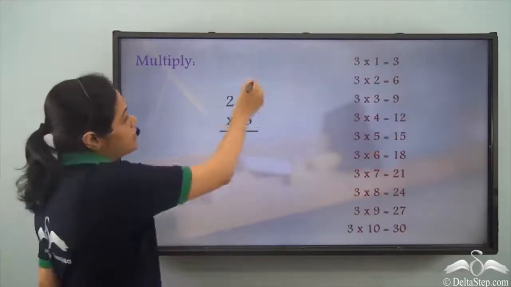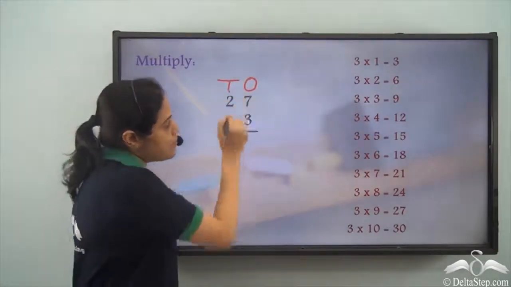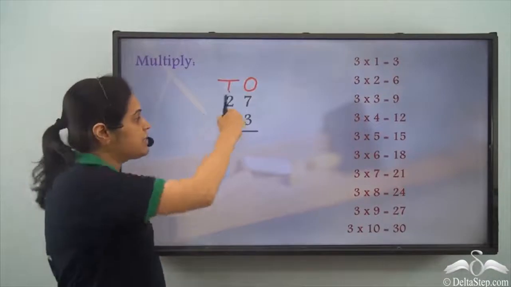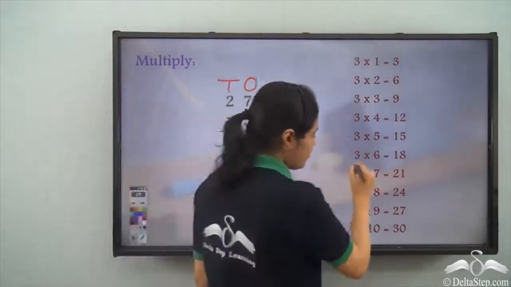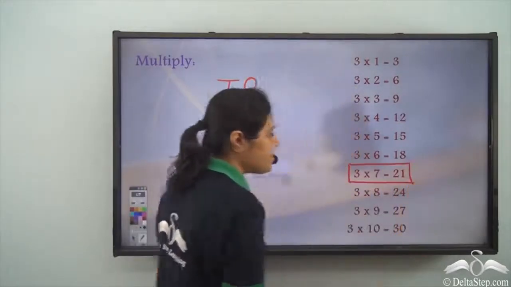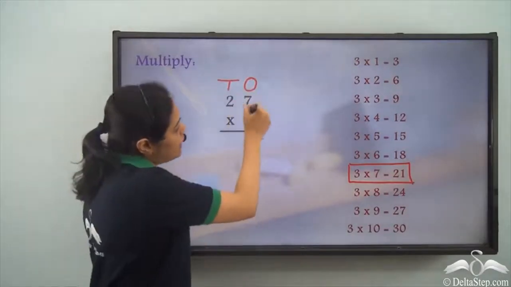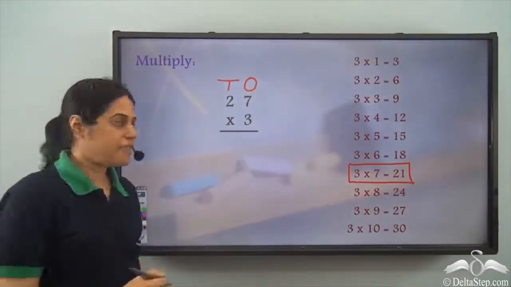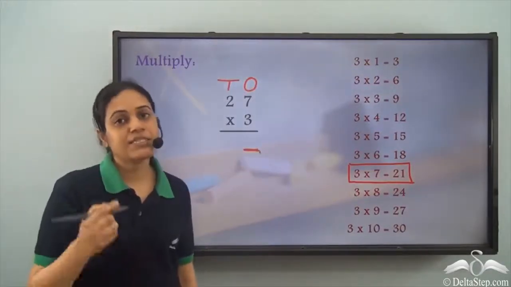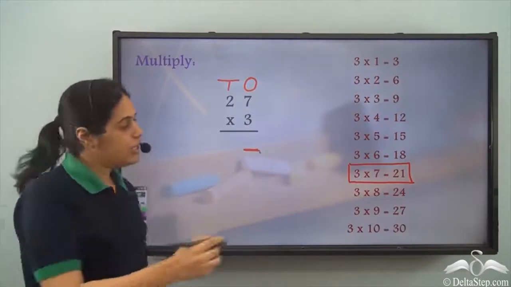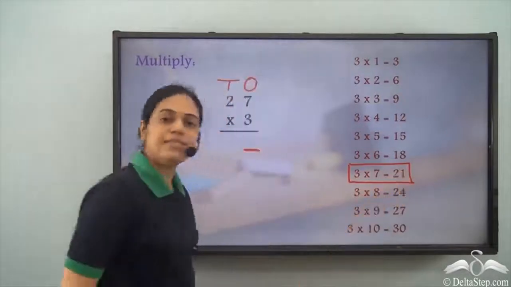How? This is the ones place. This is the tens place. So first I multiply the digit in the ones place. That is 7. 3 into 7. Now in the table of 3, I have 3 into 7, which is 21. So I need to write the answer of 3 into 7 in the ones place. But I know that ones place can have only one digit. Now 21 means 1 ones and 2 tens.